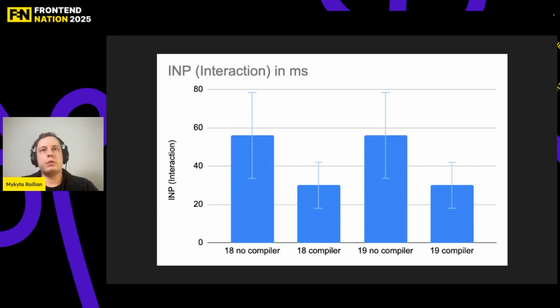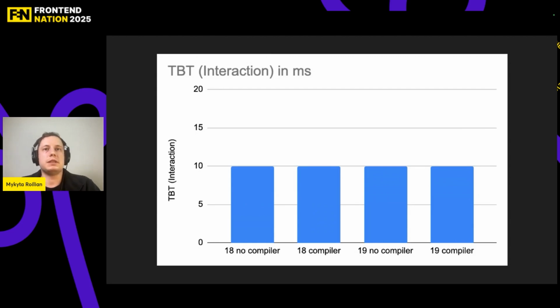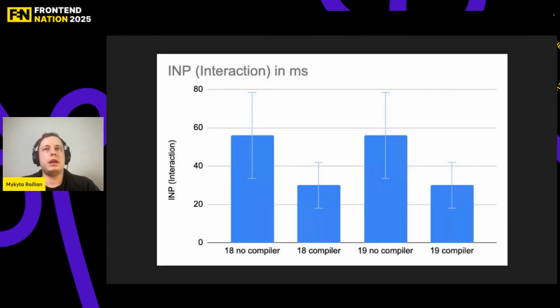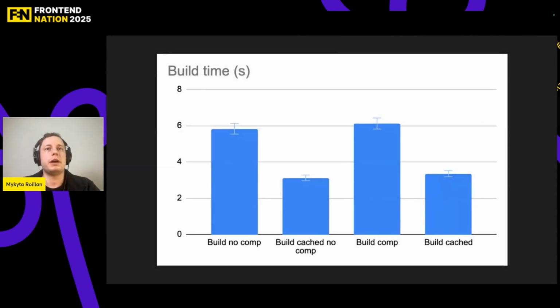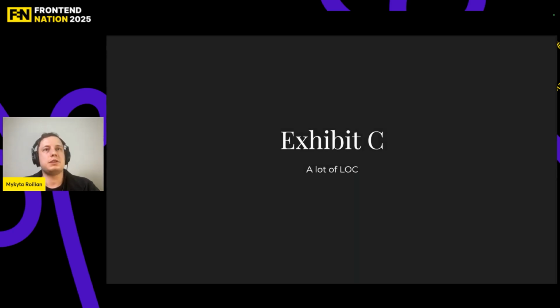Everything we do, every card we move, every button we click just goes faster, and total blocking time stays the same, meaning that we are just gaining performance out of thin air just by using the compiler. Same idea, around 10% build time increase, pretty negligible.